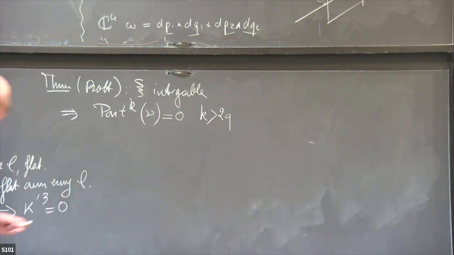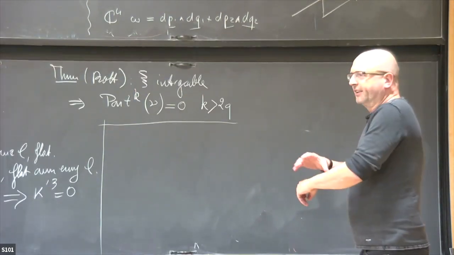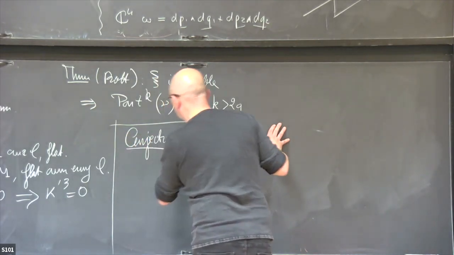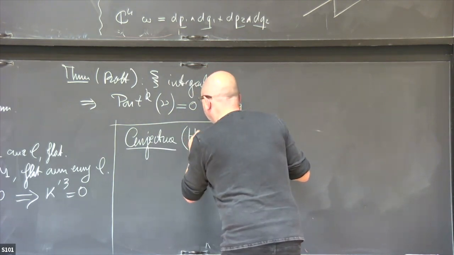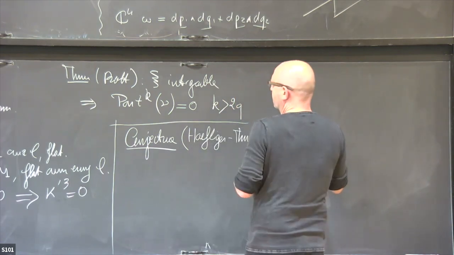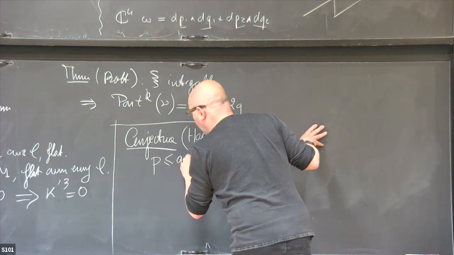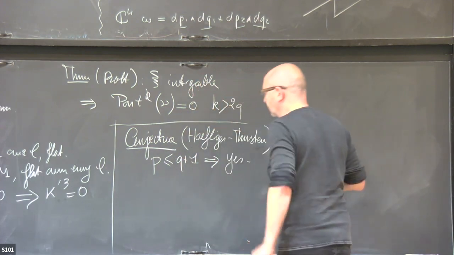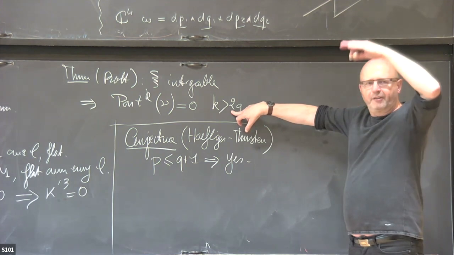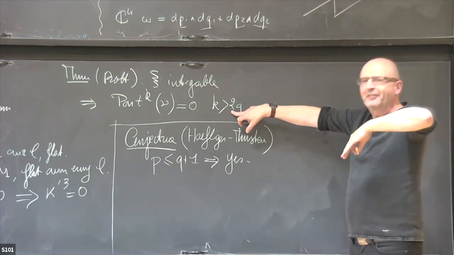So now I would like to say there is a big conjecture that remains open, attributed to Haefliger and some contestant, that p is at most q plus one. So that this kind of obstruction vanishes if the dimension of the plane field is less than one half of the ambient dimension.